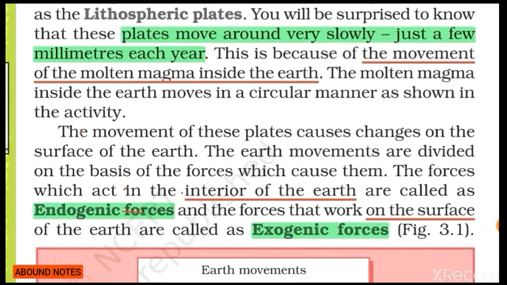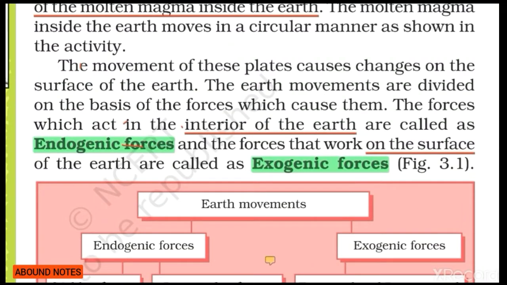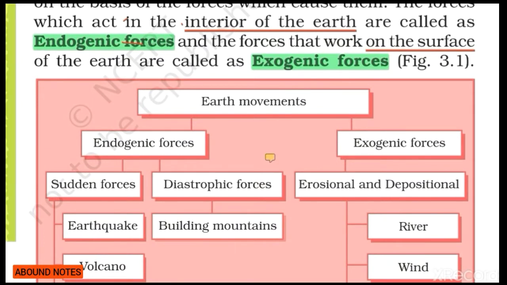Okay, the reason for the movement of these plates is just the movement of molten magma inside the earth. The molten magma inside the earth is moving in a circular manner, as we already saw in the activity. The movement of these plates changes the surface of the earth, the crust or lithosphere. The earth movements are divided on the basis of the force which causes them. The force which acts in the interior of the earth is called an endogenic force, and the force that works on the surface of the earth is called an exogenic force.